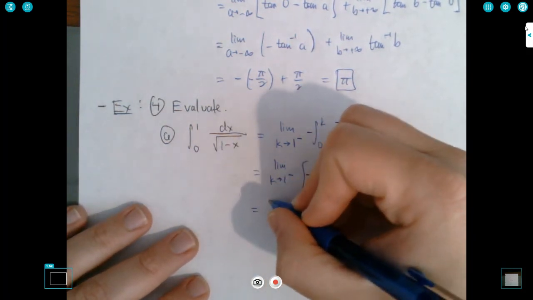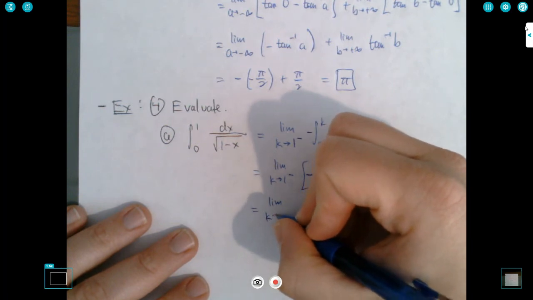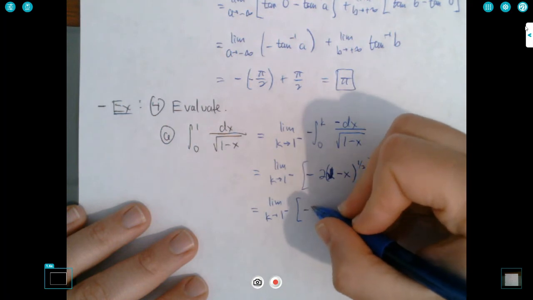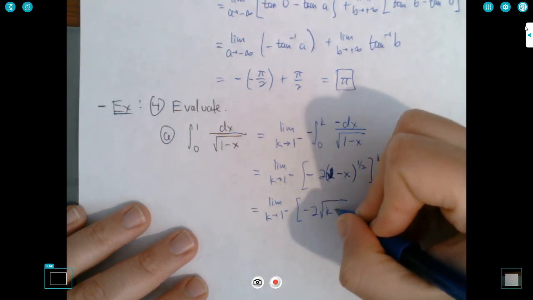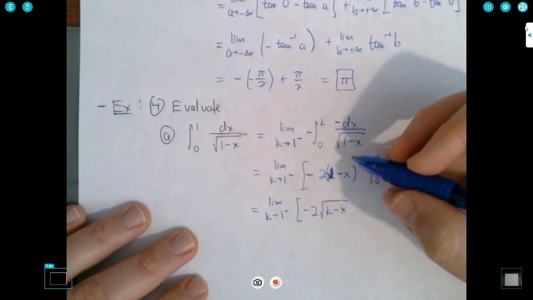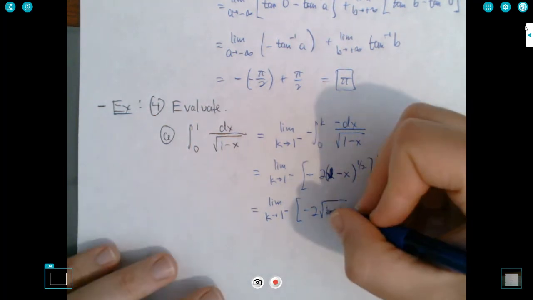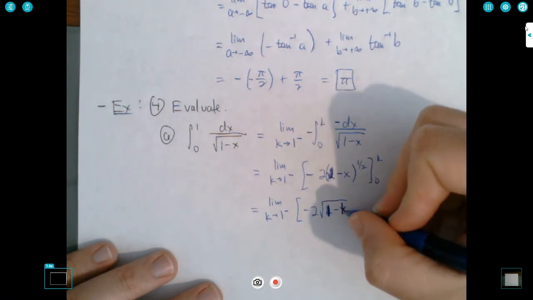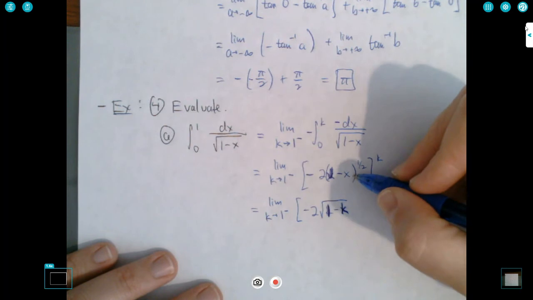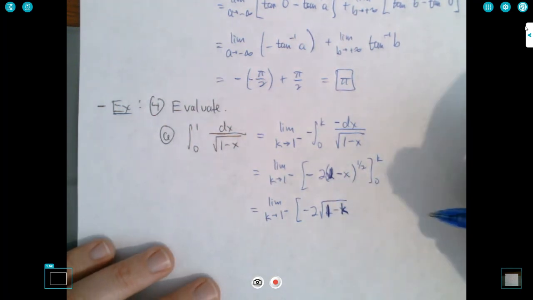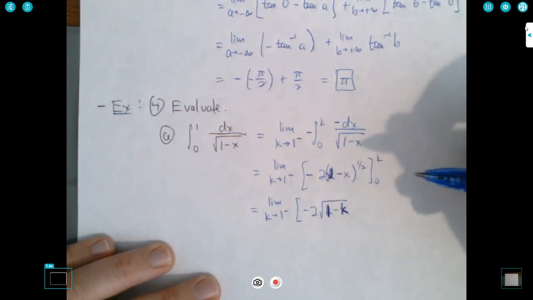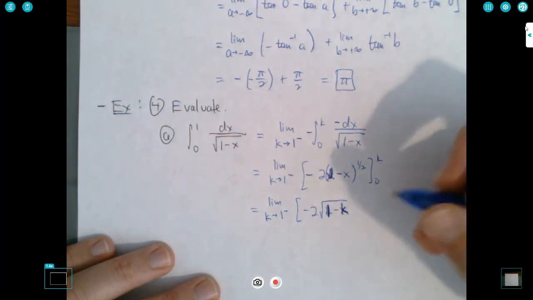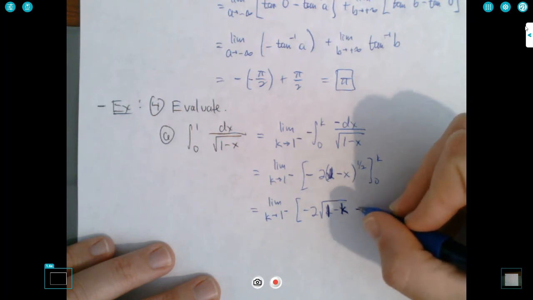So if I plug in k now, I'm going to have negative 2 times the square root of 1 minus k. I keep doing this. I don't know what my problem is. 1 minus k. I'm plugging in for x, right? Square root of 1 minus k. If I plug in 0, 1 minus 0 is 1. Square root of 1 is 1. 1 times negative 2 is negative 2. So I'm going to get minus a negative 2.